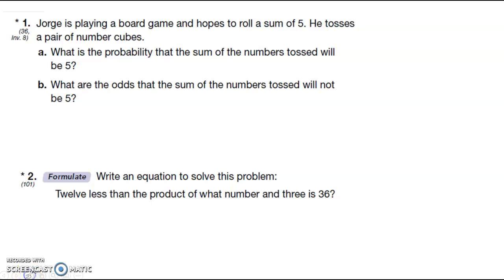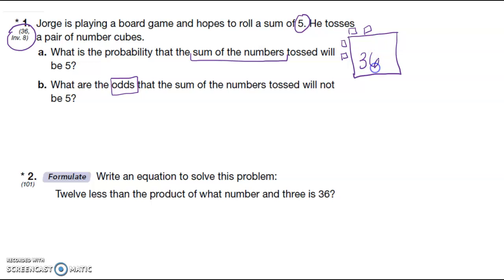Okay, let's pick a color here. George is playing a board game and hopes to roll a sum of 5. He tosses a pair of number cubes. What is the probability the sum of the numbers tossed will be 5? What are the odds? Okay, so really what I need to do is go back to investigation 8 here and take a look at the chart that shows all of the possible outcomes of 2 dice. So there's a dice up here, there's a dice up here, and I think there's 36 total outcomes.